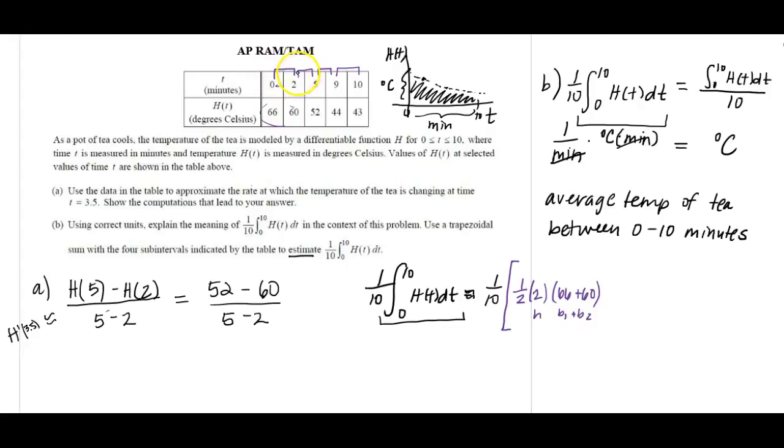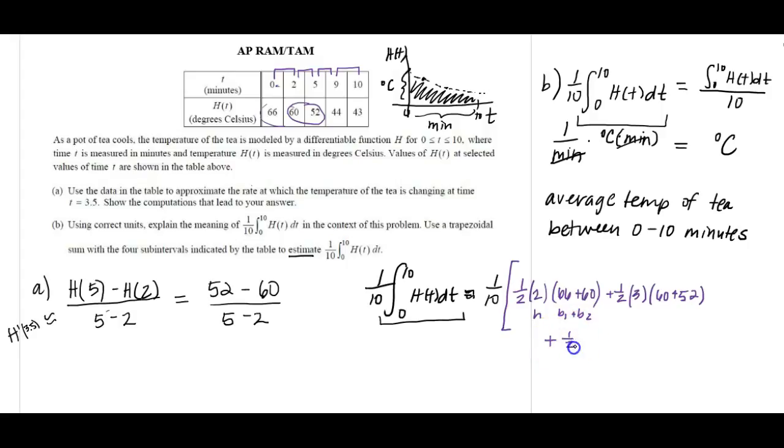So now I need to move on to this next trapezoid where the height is 3. So the difference between 2 and 5 is 3. And now these are my 2 bases. So plus 1/2. My height is 3. Base 1 is 60. And base 2 is 52. And then I'm going to keep going, and I'm already out of space, so I'm going to write below here.